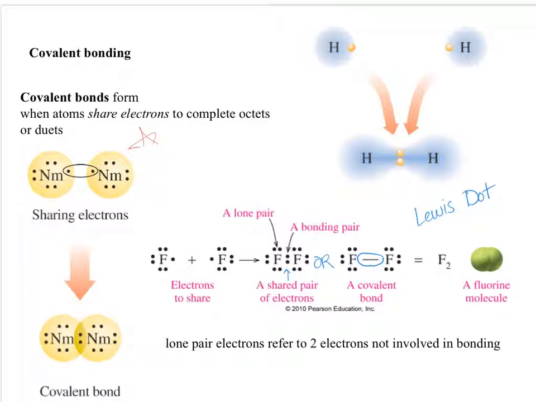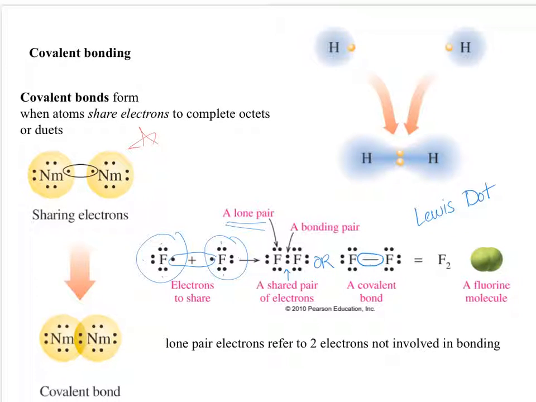Now, what about all these extra dots around fluorine? So each one of these fluorines came to the table with a total of 7 electrons. Only these single ones end up being shared to make a single bond. The other 6 electrons in total around each fluorine are still there. They're not being shared with anyone. We call that a lone pair.